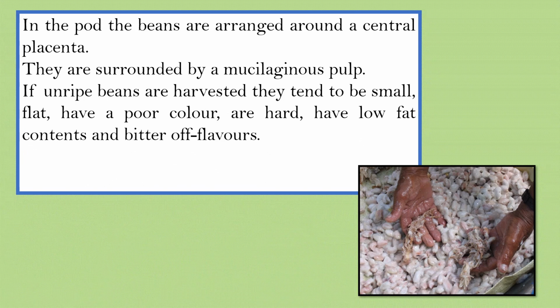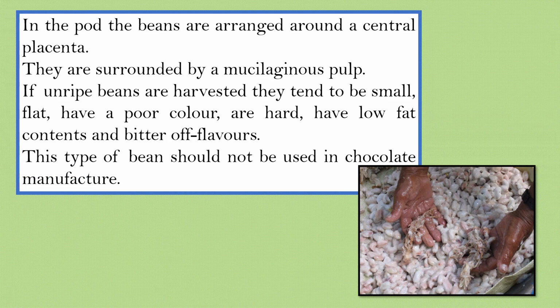If unripe beans are harvested, they are small in size, flat, have a poor color, are hard, and have a low fat content and a bitter flavor. So such types of unripened beans should not be used in chocolate manufacturing.